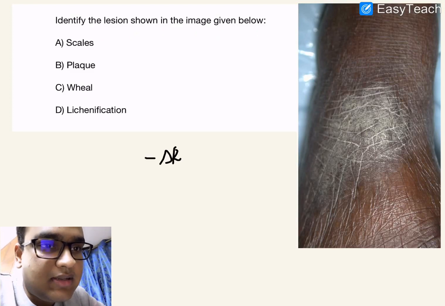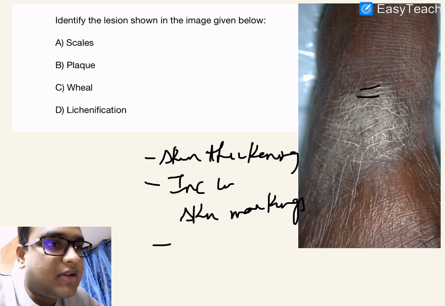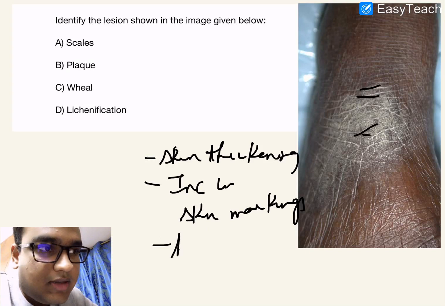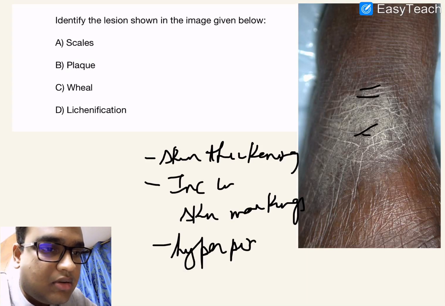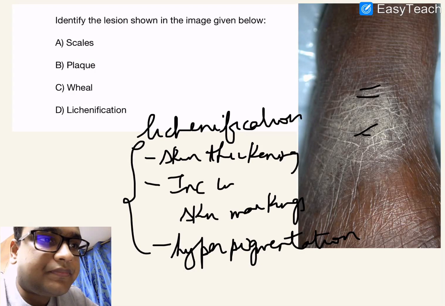The first is skin appears thickened. So there is skin thickening and there is increase in skin markings. As you can see here, there are increased skin markings. And the third thing is there is hyperpigmentation. So these three together is known as lichenification. So the answer for this question would be D, lichenification.